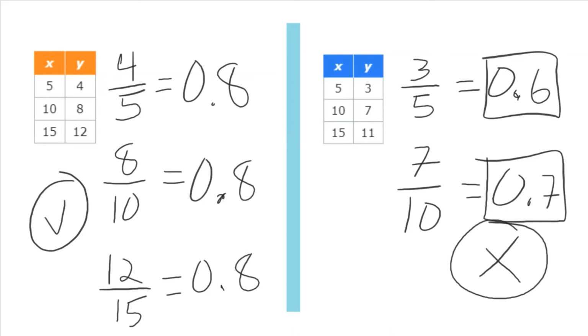I hope that that helps you be able to determine if a relationship is proportional or not simply based on a table.